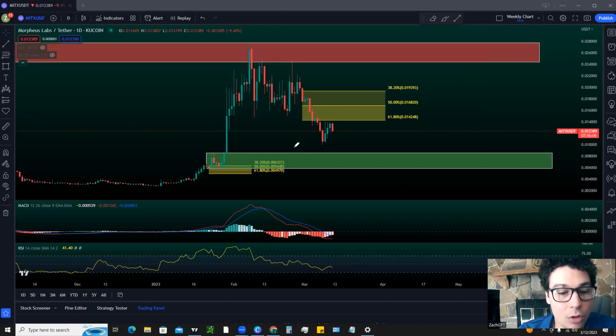And then we'll also cover the big major demand zone we have down below, as well as the overhead supply zone up above, and what to look for in the next coming days and weeks, and possibly even the next months when it comes to the price action for Morpheus Labs.